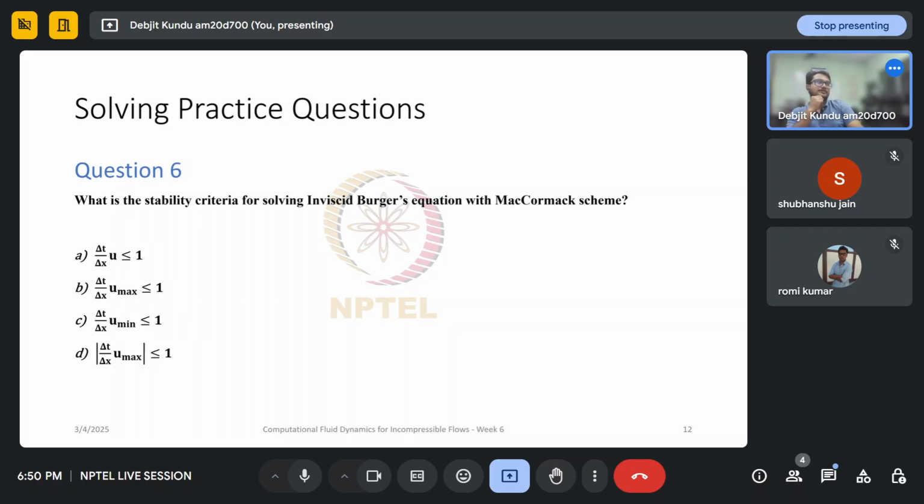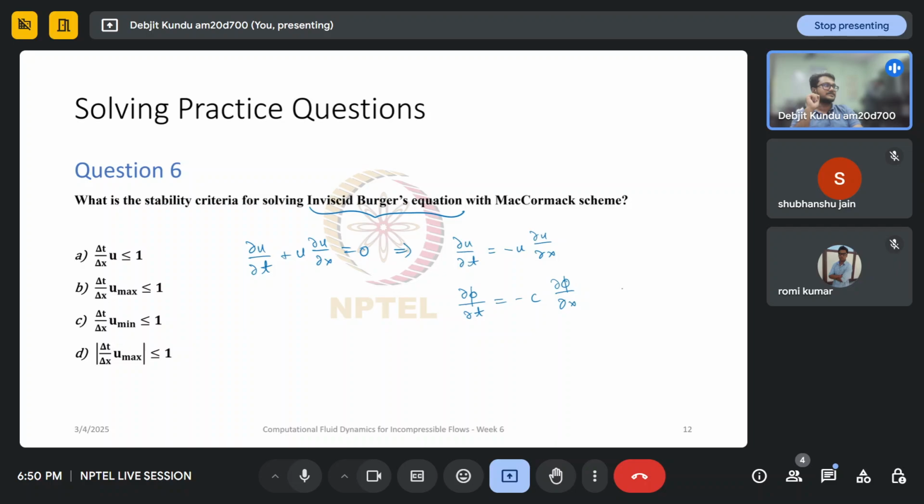So moving on, we'll now move on to question number 6, which is asking us what is the stability criteria for solving the inviscid Burgers equation. So the inviscid Burgers equation is basically Navier-Stokes with a few terms off. So basically, du/dt plus u du/dx equal to 0. If you just rearrange this a little bit, you send the second term to the right hand side, you will get u_x. So you can see the similarity with the wave equation that we've been trying to solve.